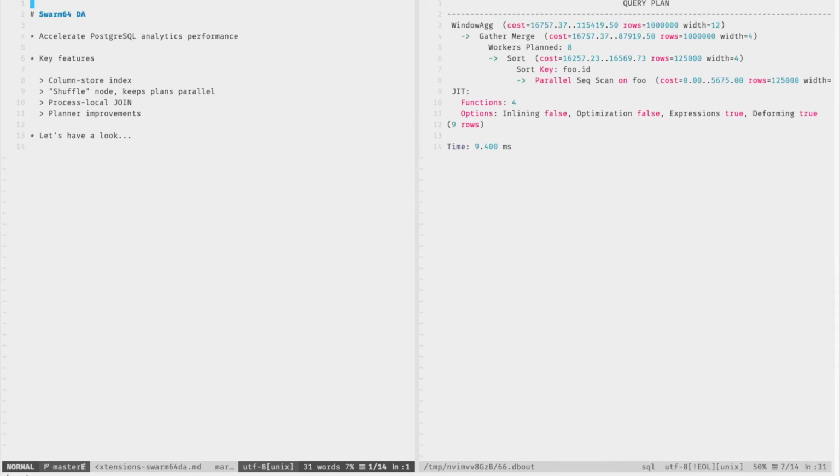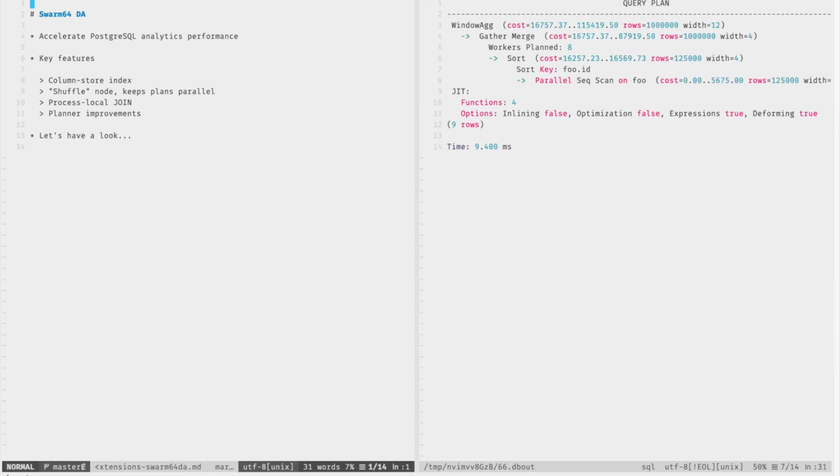We have a shuffle node. The shuffle node keeps the plan parallel. So if you have things like this distinct we talked about earlier, the shuffle node can detect this and then rewrites it automatically for you. So you don't have to go to this rewriting route I just told you about, but it will do this automatically for you.